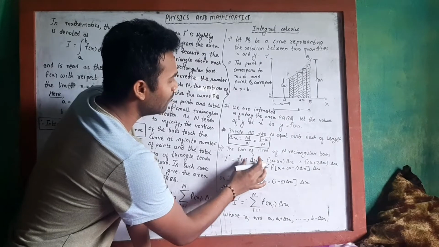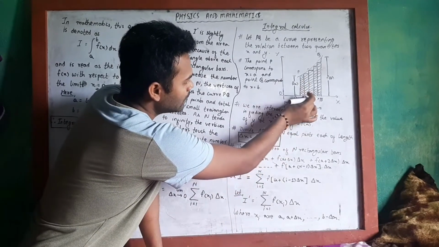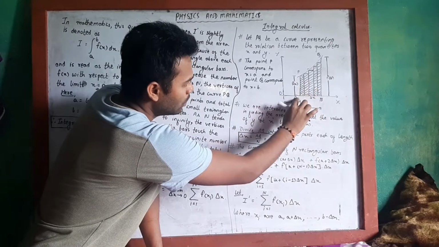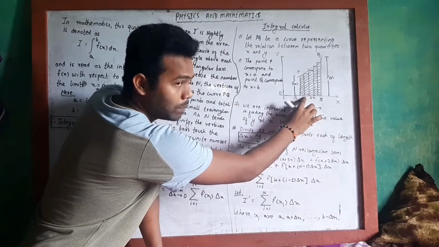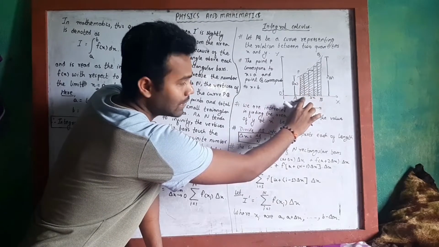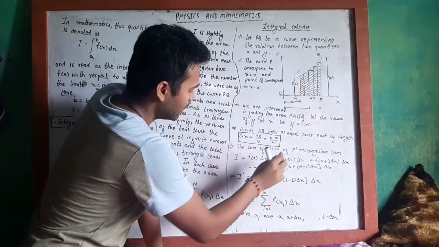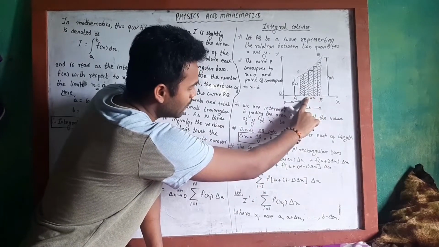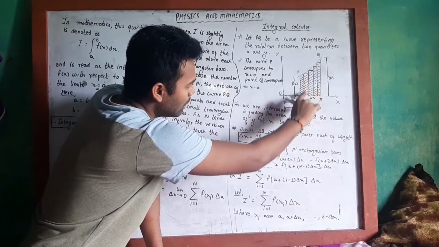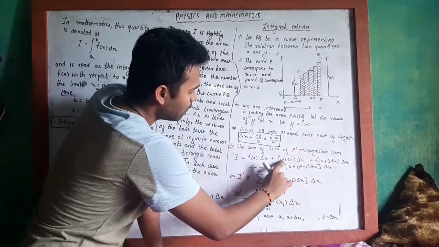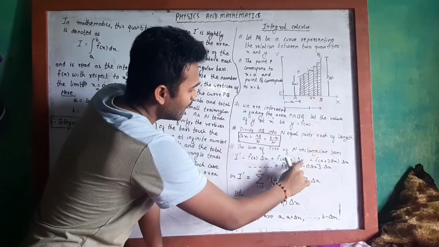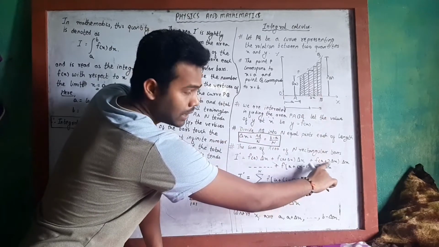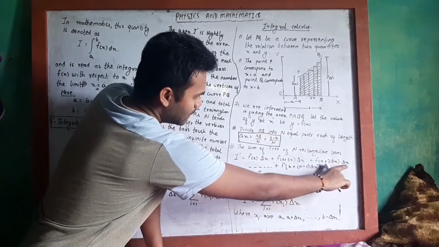Here f(a) del x is the area of this first rectangular bar. f(a) is the y value, which is the height, and del x is the base, and therefore this rectangular area will be f(a) del x. Moving to the next rectangular bar, the height of the rectangular bar will be f(a plus del x), and the base is del x. Furthermore, if we move to the next rectangular bar, then the height will be f(a plus 2 del x).